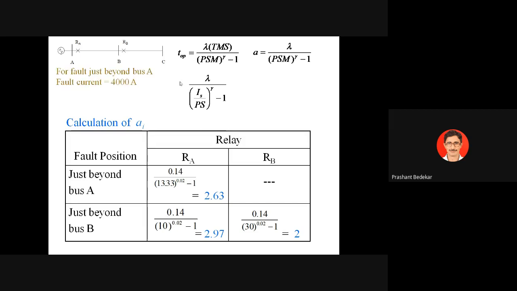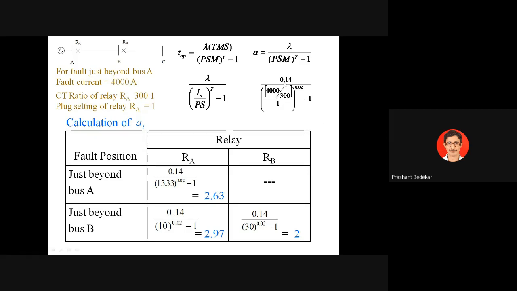Let's see the statements given in the problem. We are talking about how we have got 2.63. For a fault just beyond bus A, the fault current is given in the problem. We have calculated, using the impedances of the feeders, that the fault current is 4000 amperes. The CT ratio for relay RA is given as 300:1, and the plug setting of relay RA is given as 1. With this, let's see the calculations.